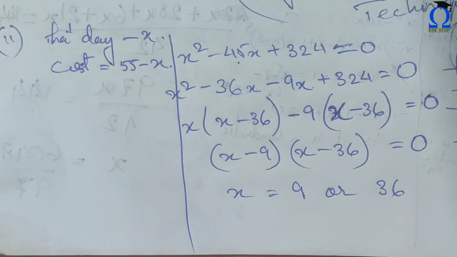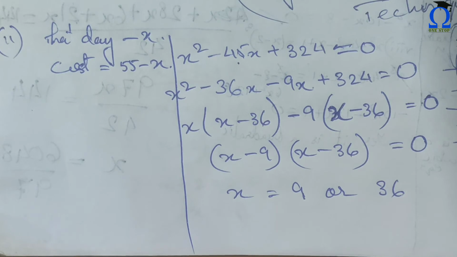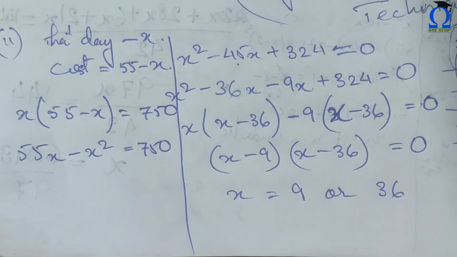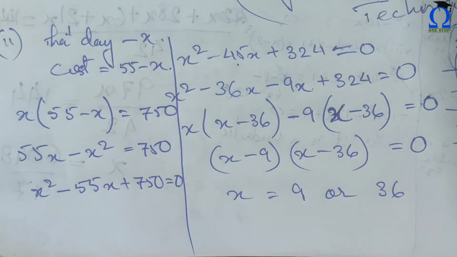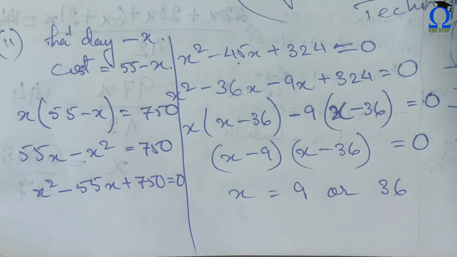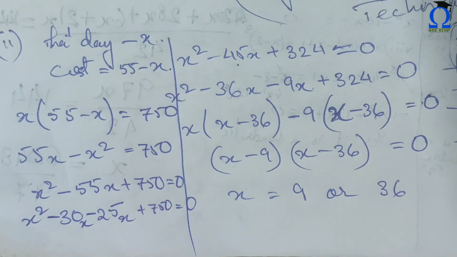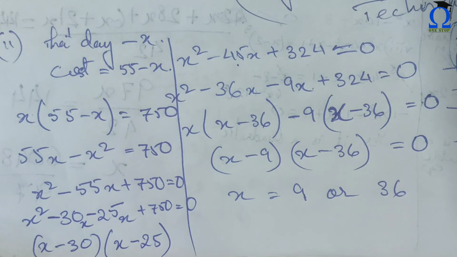I have just formulated it in terms of mathematics. Now the number of toys into the cost would be the total cost, right? So this would be our equation. Understood? So this is the required equation. Now think about two numbers. You can use the prime factorization method here, and we will get the numbers to be minus 30 and minus 25. Understood? So we will get our answer to be 30 and 25. Okay, so this is simple.